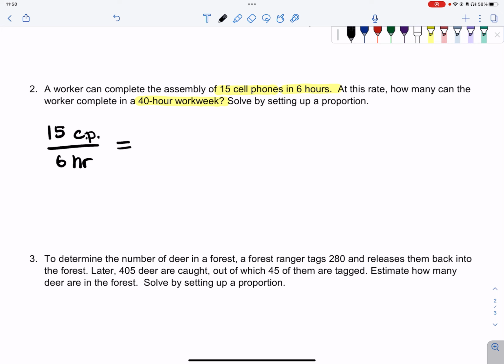And now I want to set up a proportion, so I'm going to say this is equal to another rate where I'm looking for the amount of cell phones. So I'm going to put x on top, and we're going to divide that by the 40 hours for the 40-hour work week. And now, once again, I want to solve for x. I look at the right side of this equation, and I see that x is being divided by 40 hours. So to cancel out the division, I need to multiply by 40 hours. And since I did that to one side, I have to also do that to the other side of the equation.